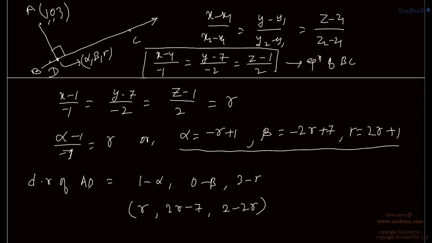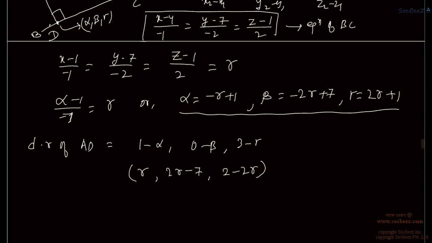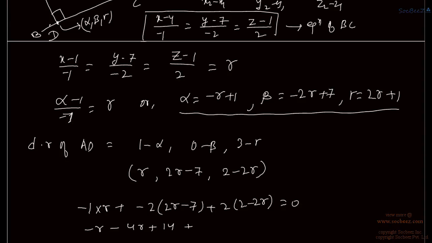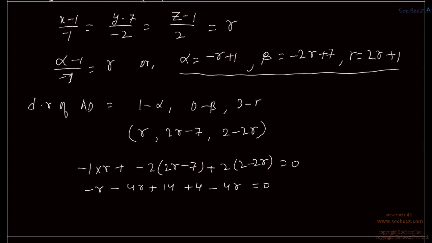And we have the direction ratio of BC as minus 1, minus 2, 2. Since AD is perpendicular to BC, we have the relation: minus 1 times r plus minus 2 times (2r minus 7) plus 2 times (2 minus 2r) is equal to 0. Or we have minus r minus 4r plus 14 plus 4 minus 4r is equal to 0, or minus 9r plus 18 is equal to 0, or we have r is equal to 2.